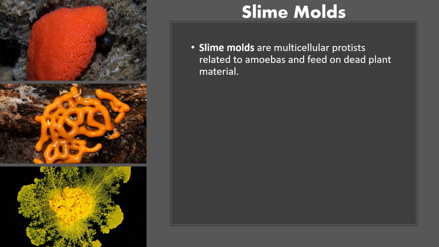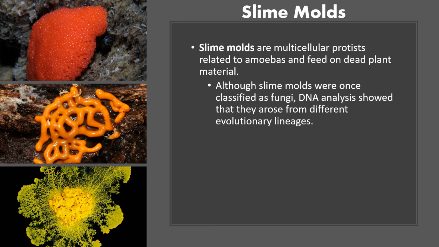The next group, which I am just fascinated with because I think they're so weird looking, are the slime molds. And slime molds are going to be these multicellular protists. They are related to amoebas, and they feed on dead plant material. They're going to be classified kind of based on their DNA. They originally were thought to be funguses. They do kind of look like a fungus, but they are not found in that group. They're actually going to be from a different lineage.